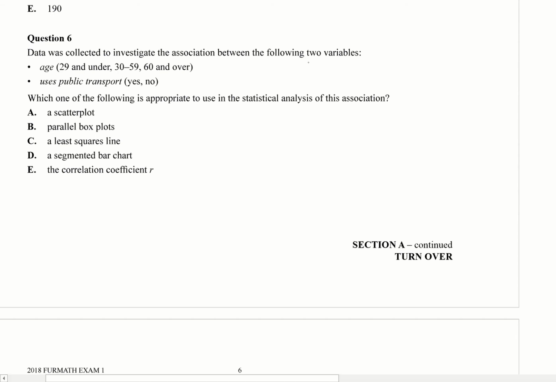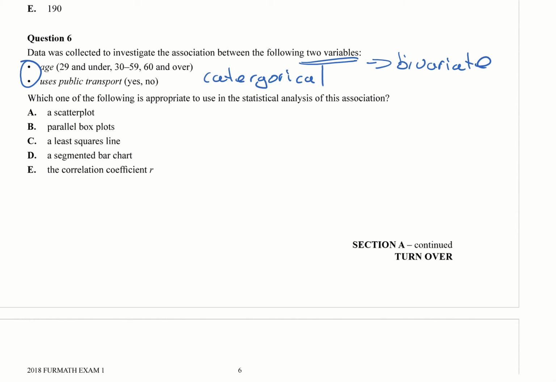So we've got two variables, okay? Two variables is saying it's bivariate. But we look at our two bits of data and they're categorical. So categorical, that pretty much, if it's bivariate, automatically rules out the box plot. Categorical rules out the fact it's a scatter plot. A least squares line needs a scatter plot. The correlation coefficient needs a least squares line, which needs a scatter plot. So in this case, it's going to be a segmented bar chart.